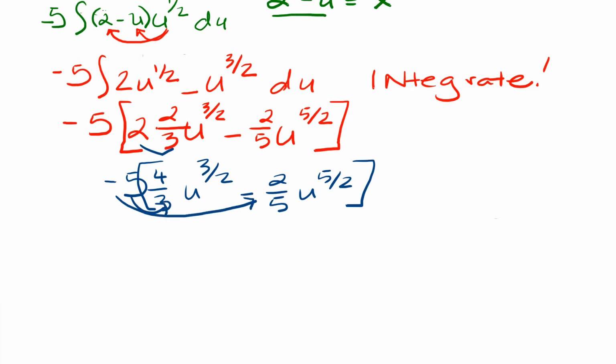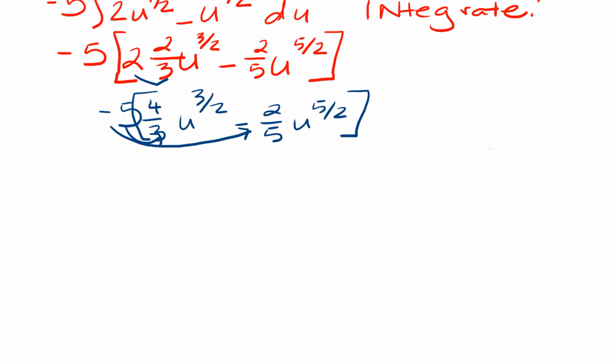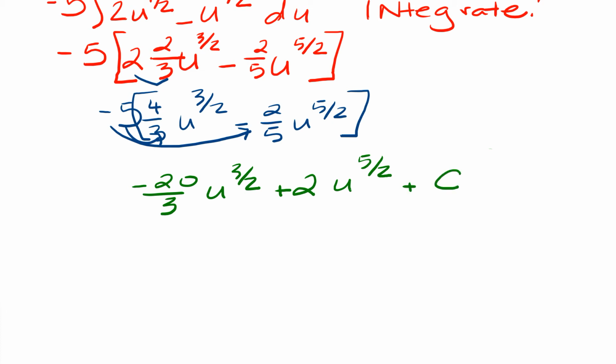And we're going to move up a little bit more. And when we distribute, let's change colors one more time. Okay, so now -5 times 4/3 is -20 over 3 u to the 3/2. Negative times a negative is going to be positive. 5 times 2/5 is just 2. U to the 5/2. We can go ahead and add our plus c here if you want. But remember, we have to now put in for u. We can't just leave this thing in terms of u.